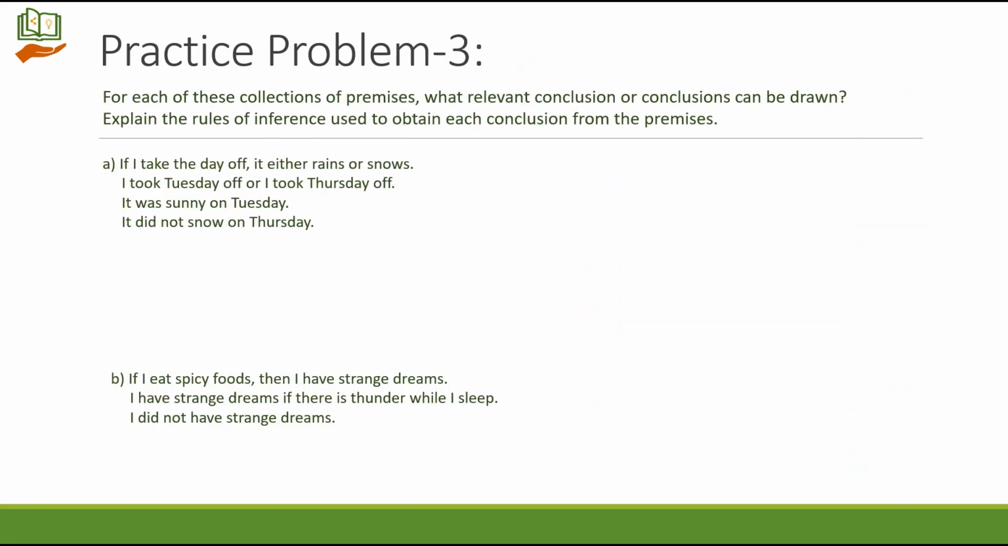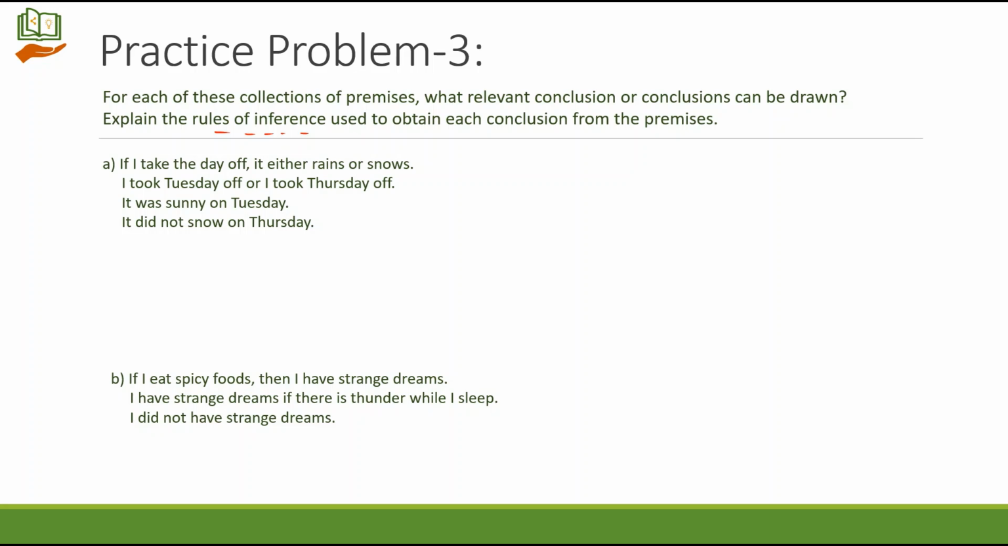Next problem. For each of these collections of premises, what relevant conclusion or conclusions can be drawn? Explain the rules of inference used to obtain each conclusion from the premises. When you have premises and want to obtain a conclusion from them, definitely you have to apply rules of inference. So we will apply the rules of inference and find what conclusions can be drawn. Let's take A. If I take the day off, it either rains or snows.